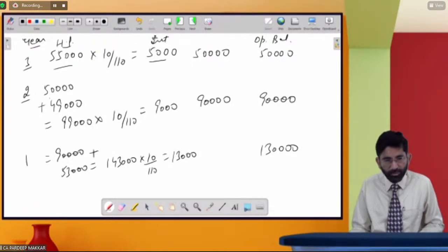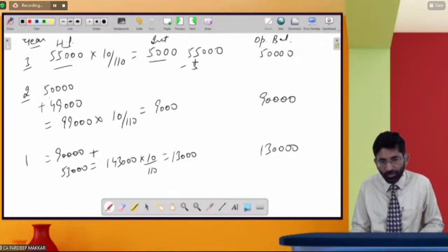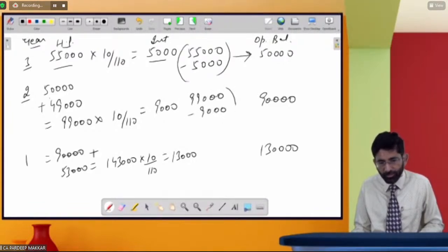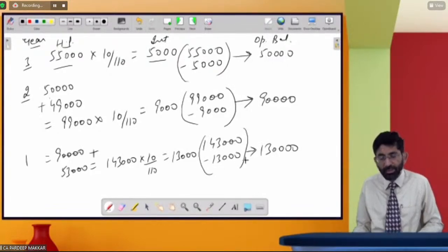We have done. I would like to add one more column for you, for your help. It will be 55,000 minus 5,000. And this is the result. 99,000 minus 9,000. This will be the result. 1,43,000 minus 13,000. This will be the result.